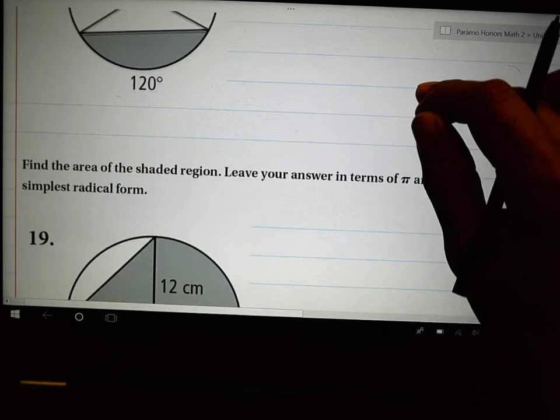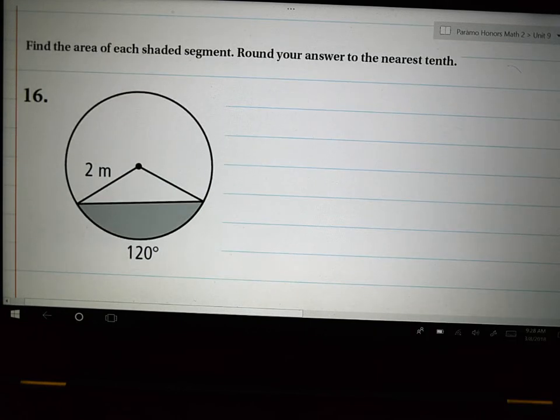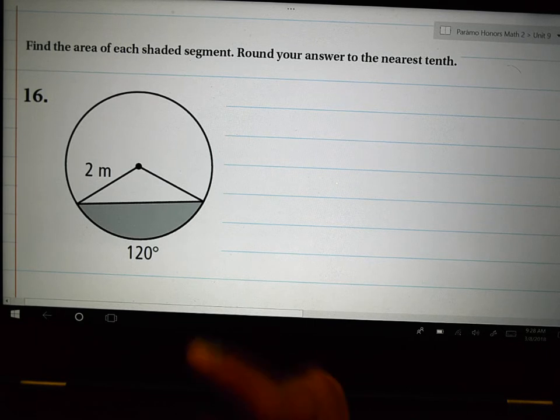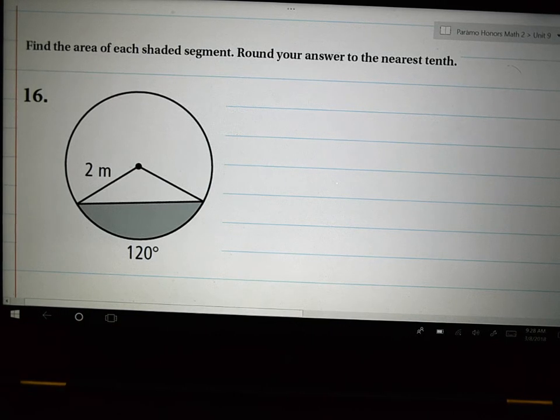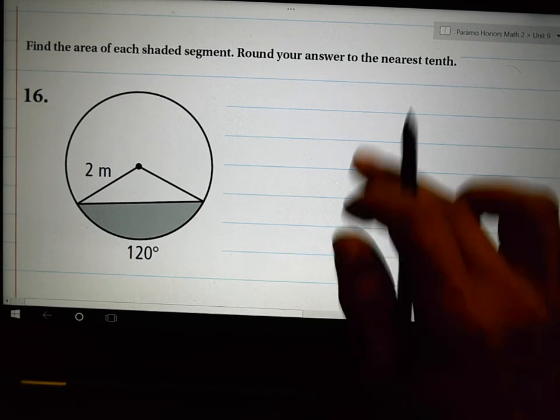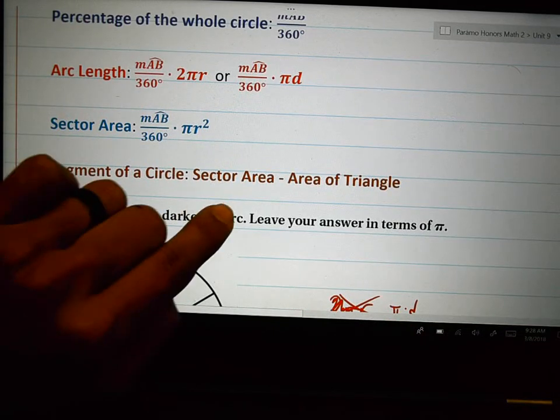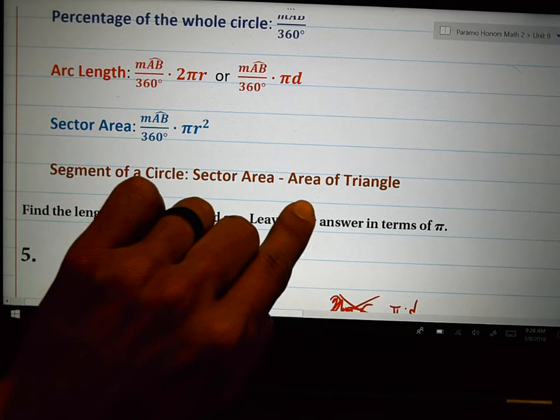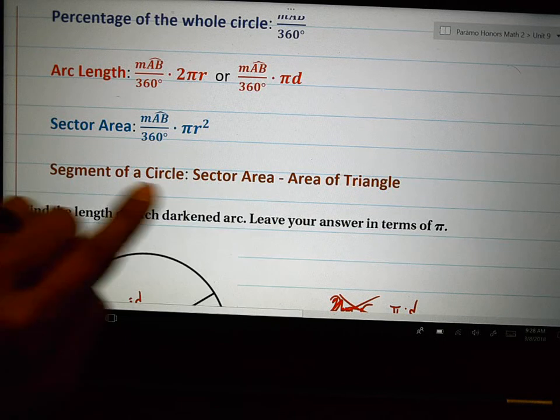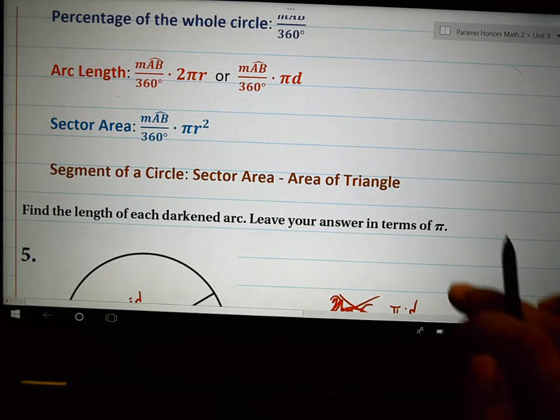I have 2 more examples, so let me quicken this up a little bit. This is where it gets harder. Find the area of each shaded segment. There's no formula to find this particular thing. So what we are going to do is we're going to go over here and we're going to find this sector area, and then we're going to subtract the area of the triangle. So that's what we're doing with this last formula.